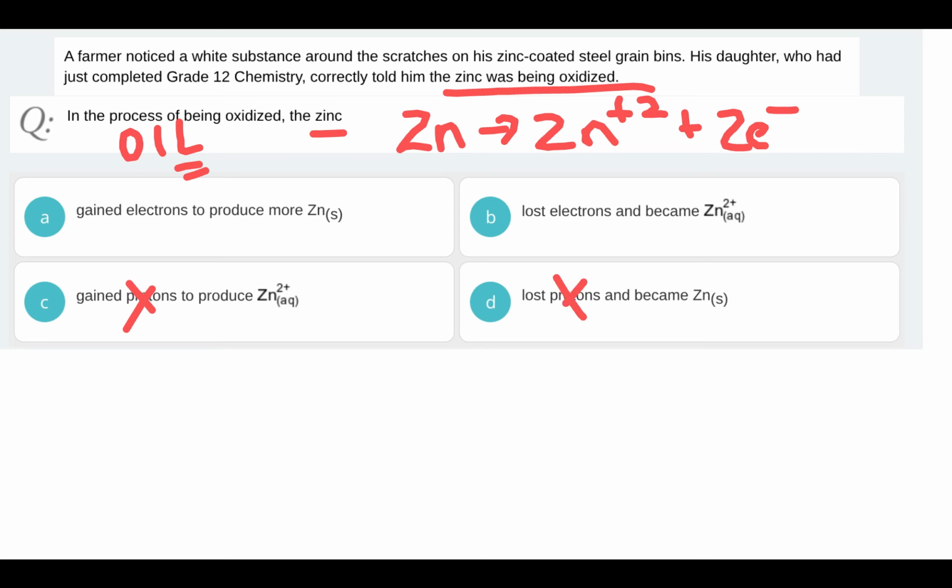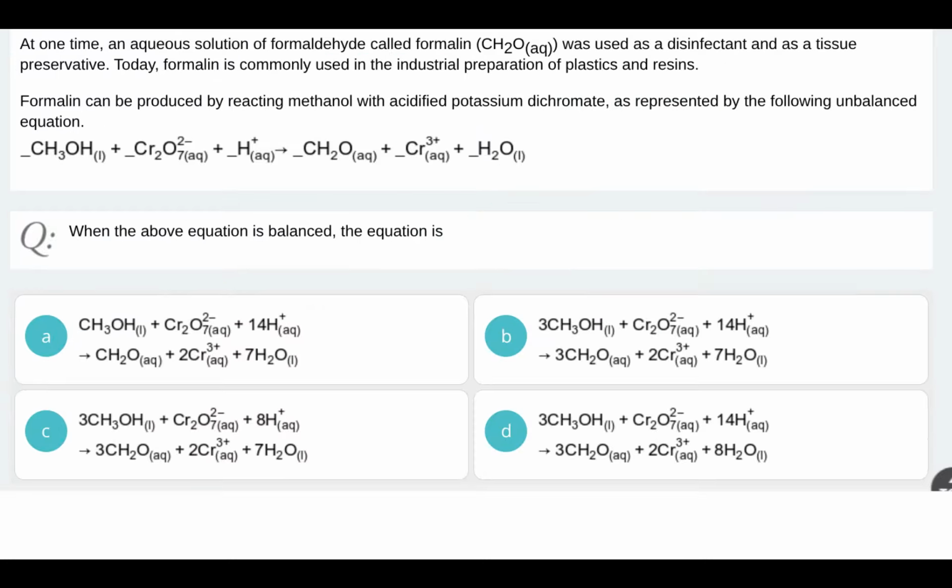It has nothing to do with protons. So then looking at either A or B, when it says A gained electrons to produce more zinc, well, we know that's not true because if you're being oxidized, you will be losing electrons. So lost electrons and became zinc 2 positive. That is definitely our answer.